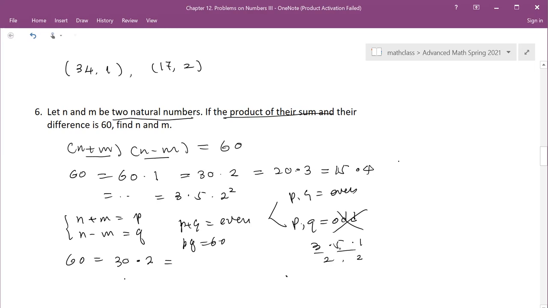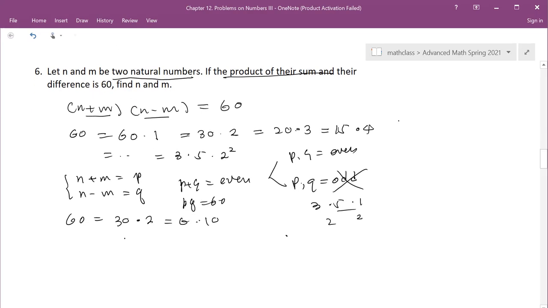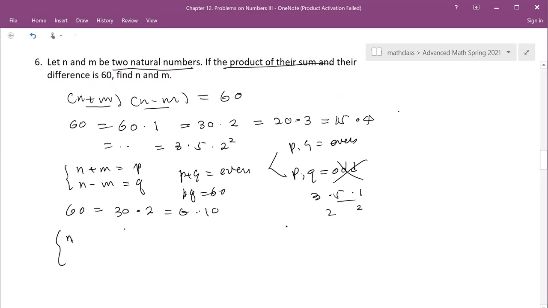Then you separate them, 3 and 5, so that'll be 6 times 10. I think that's all. So then you have n plus m equals 30, n minus m equals 2. Another one is n plus m equals 10, n minus m equals 6.